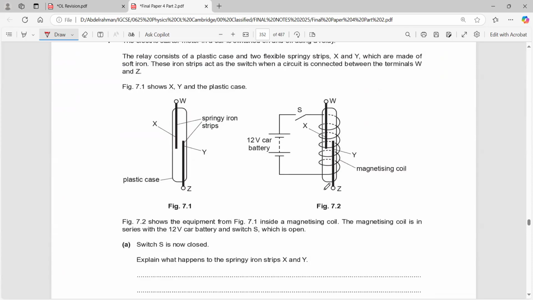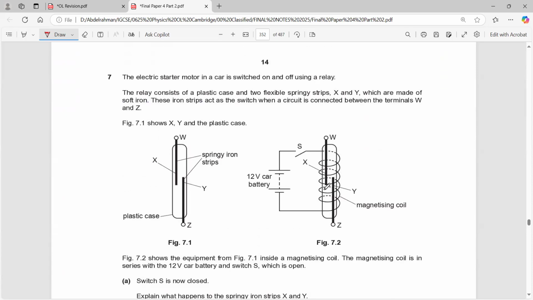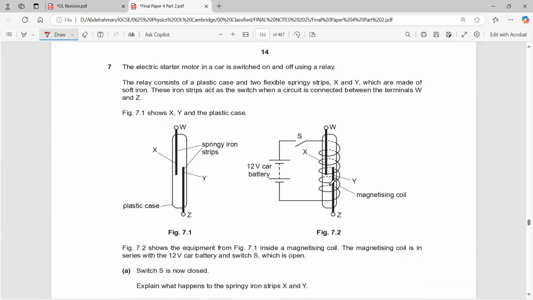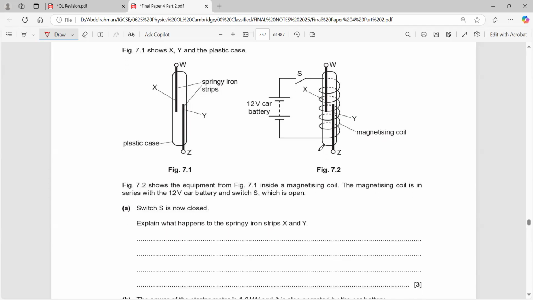Switch S. We have a relay consisting of a plastic case and two flexible springy strips X and Y, which are made of soft iron. These iron strips act as a switch connected between terminals W and Z. Figure 7.2 shows the equipment inside the magnetizing coil. The magnetizing coil is in series with the 12 volt battery. Switch S is now closed. Explain what happens to the springy iron strips X and Y.